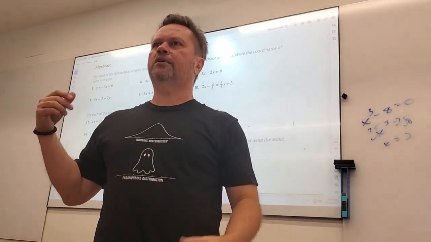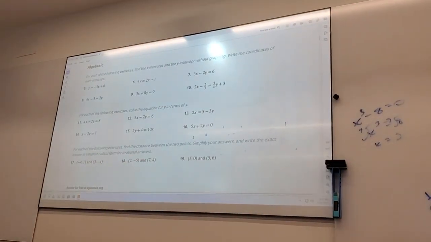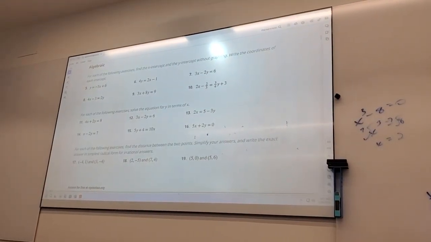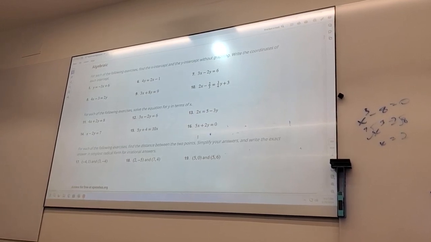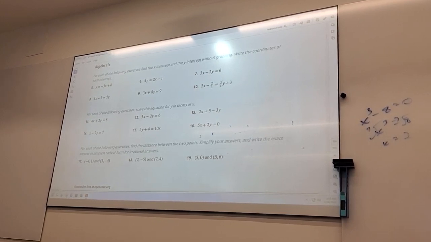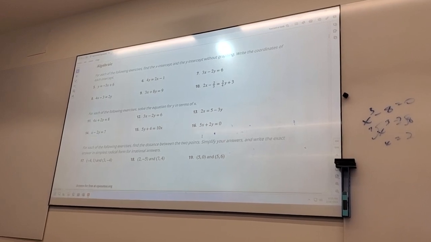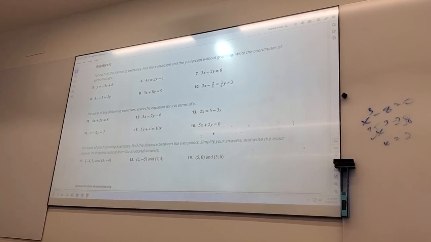You don't have to do any pre-work, unless you want to. If you solve for y, you can see the y-intercept just by looking at it. Is that true? If I solve it for y, what form will it be in? y = mx + b. So you can just see what the b is, right? But will it help you with the x-intercept? No. So it's up to you.